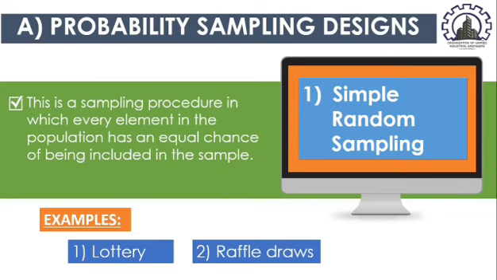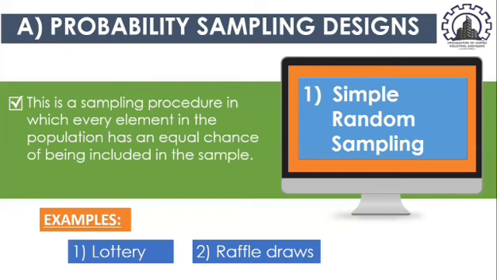Simple random sampling is a sampling procedure in which every element in the population has an equal chance of being included in the sample. Here, we select n units out of N units in the population, the selection of which is through, let's say, lottery, raffle, or the use of random numbers. Okay, so that is simple random sampling.